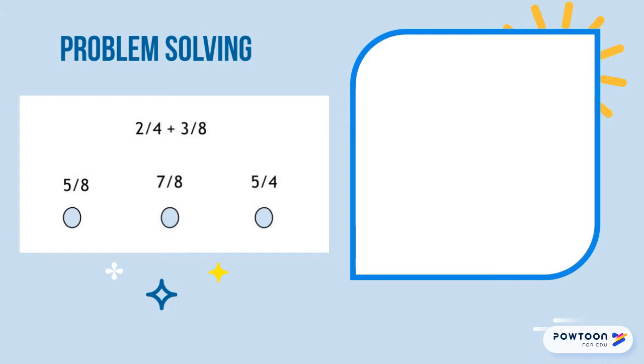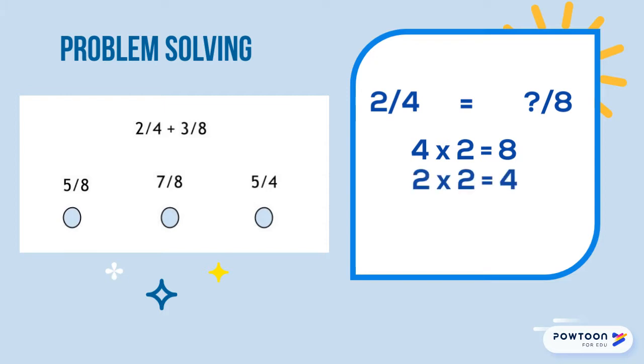I know that 4 is a factor of 8, so I know I can convert the 2/4 into 8s. But how many 8s? Well, I also need to know how many 4s go into 8. I know that 4 times 2 is 8, so that means there must be 2. One of the most important rules to remember when working with fractions is that whatever you do to the bottom, you have to do to the top. So that means if I times the 4 by 2, I need to times the 2 by 2 as well. So my answer then would be 4/8.